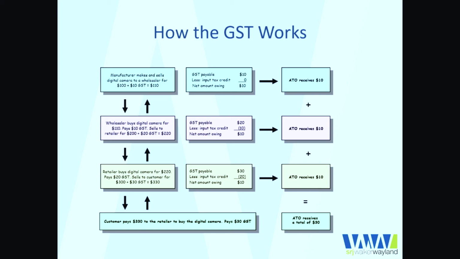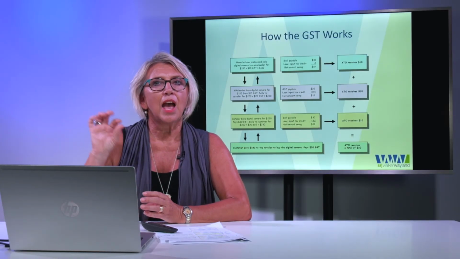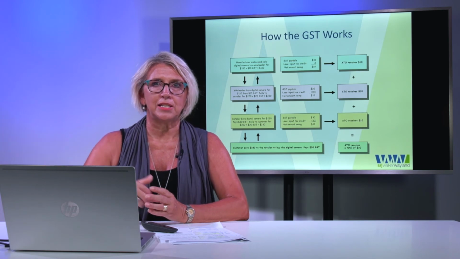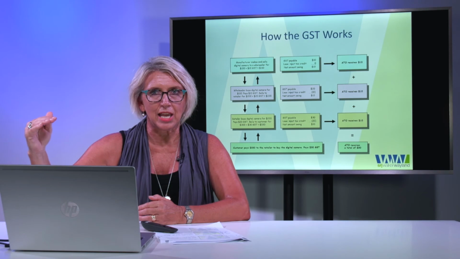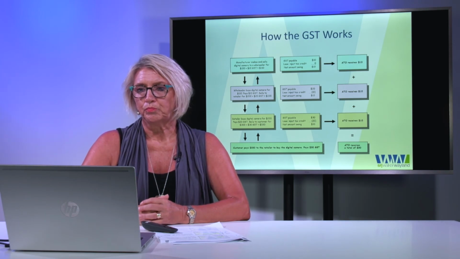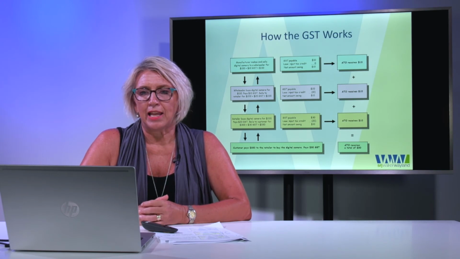So that means they charge $20 GST on that transaction, but they can claim back the $10 input tax credit that they paid to the manufacturer. So at that particular point in the chain, another $10 is remitted to the ATO. So they get $10 from the manufacturer, they get $10 from the wholesaler. Then we go to the retailer.